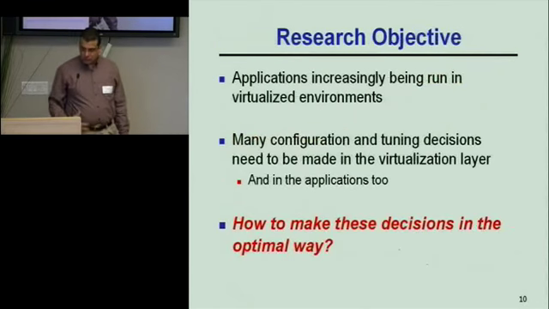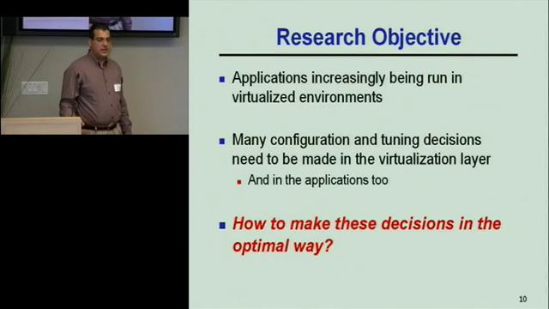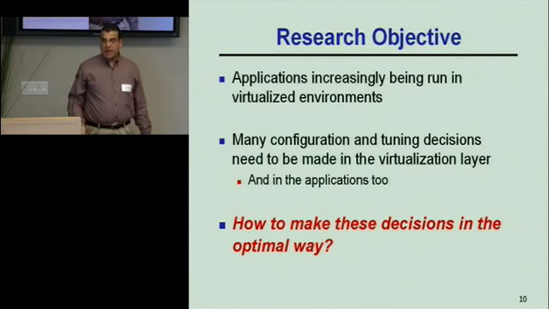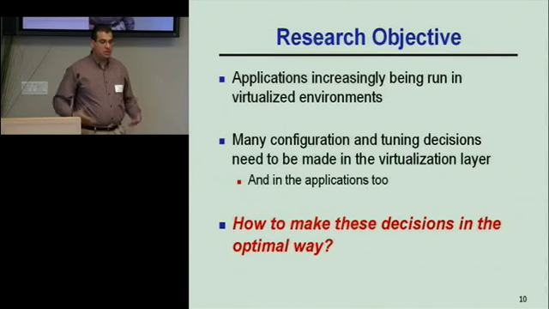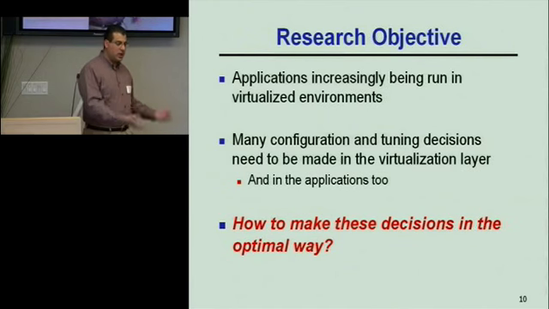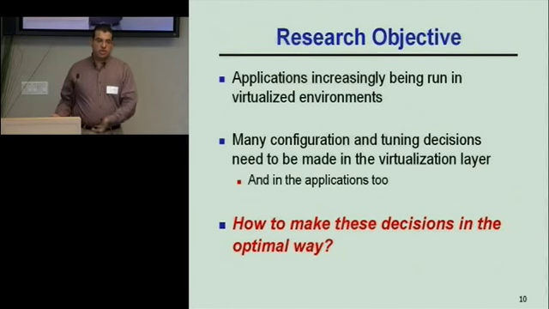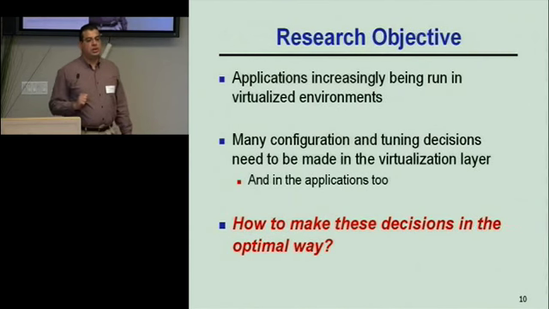So the high level, the one slide summary of the objective of this research is that applications are increasingly being run in virtualized environments, typically on a cloud, but also in traditional IT settings. And in these virtualized environments, there are many configuration and tuning decisions that need to be made in the virtualization layer, and also in the application. So the question I'm trying to address with this research is, how can we make these decisions in the best possible way? How can we make these decisions in the optimal way?